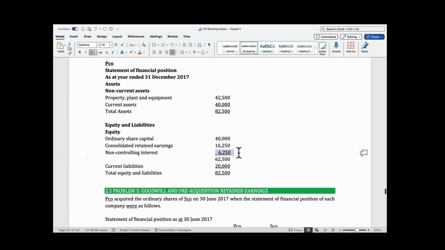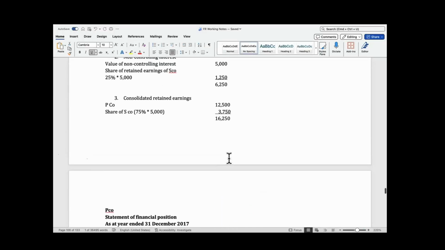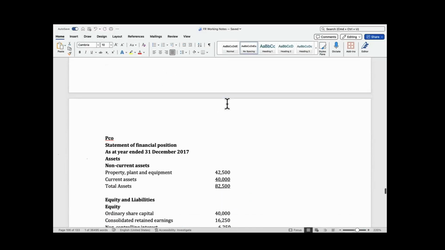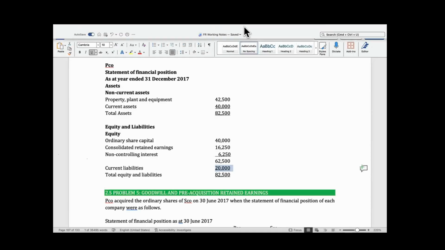Then NCI from my workings. This is the balance of the share capital of the subsidiary as well as their share in the subsidiary's retained earnings from my workings. Then current liabilities, the addition of the parent and the subsidiary. And that is that. Any questions?